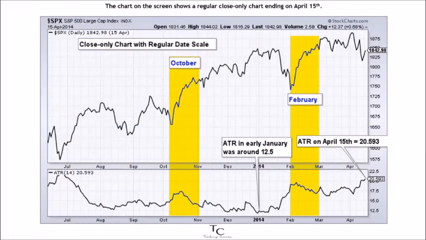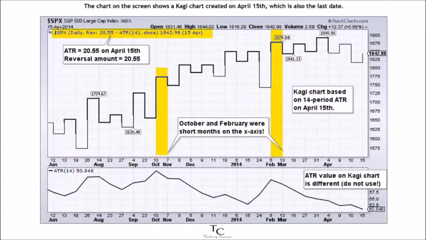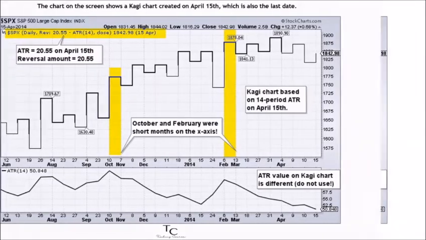The chart on the screen shows a regular close-only chart ending on April 15th. The chart on the screen shows a Kagi chart created on April 15th, which is also the last date.